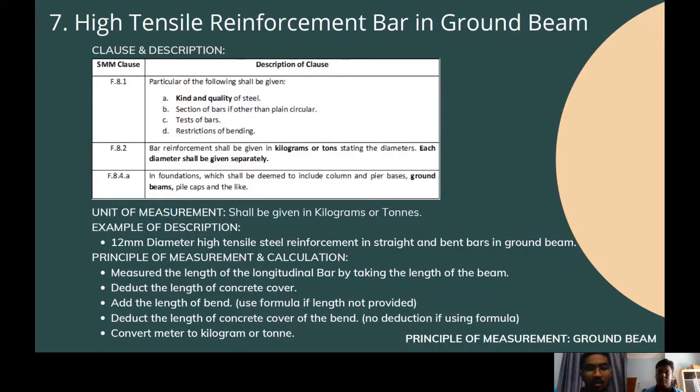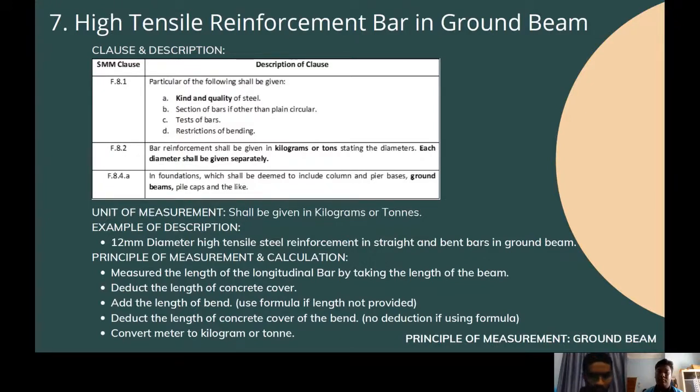All right, so F.8.4.A is for the ground beam. The unit of measurement is kilogram or tons. An example of description is 12 mm diameter high tensile steel reinforcement in straight and bend bars in ground beam.